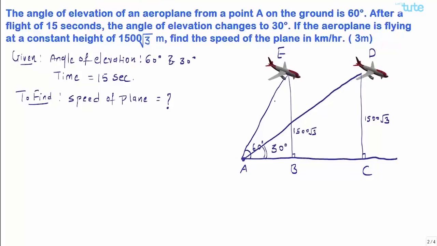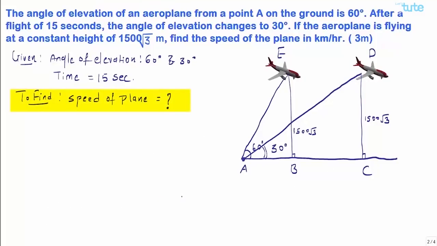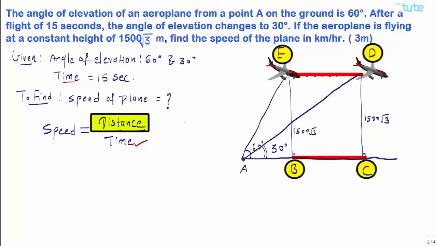Now to solve any question, we should always know what we have to find out and how to go about it. Friends, since we have to find out the speed of the plane when displaced from point E to point D, but we also know that in trigonometry, there is no direct formula to get the speed. But yes, we know that speed is measured by the distance travelled per unit time. So we know the time, we have to only find the distance. That is, we have to find out either the distance ED or BC because they both are equal.